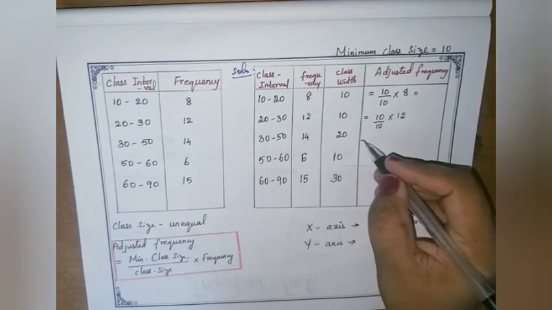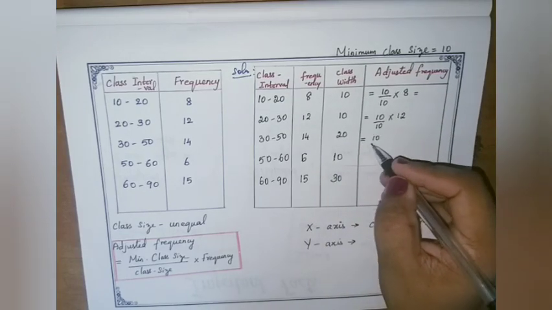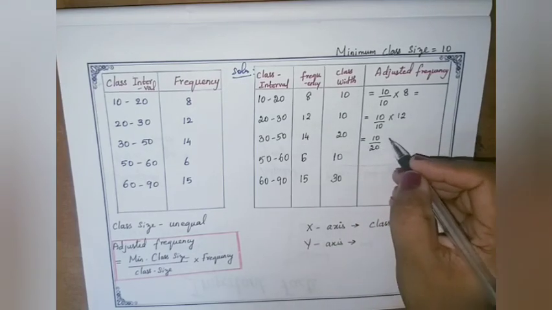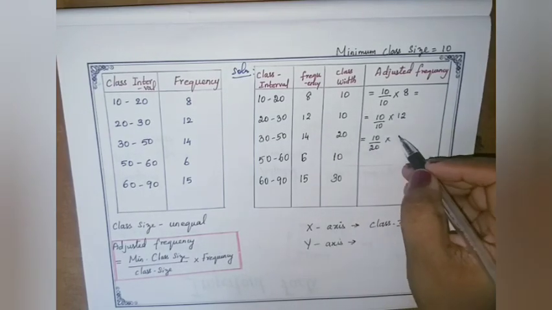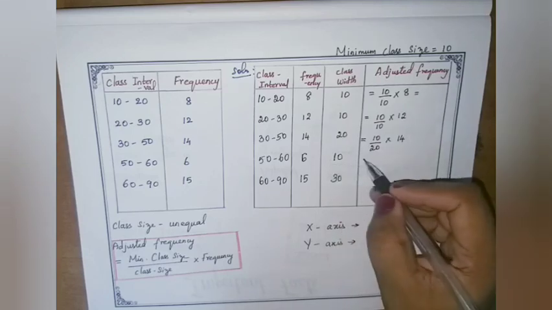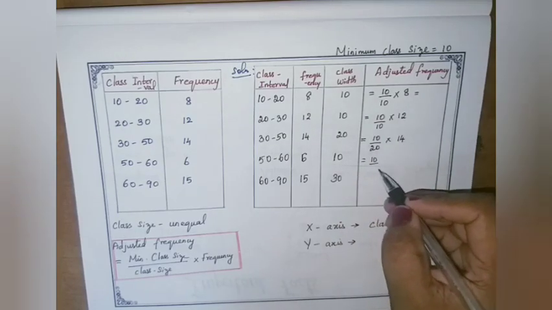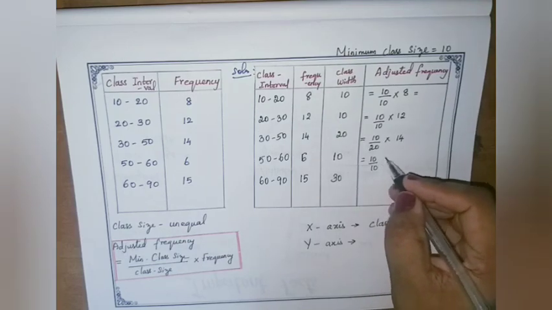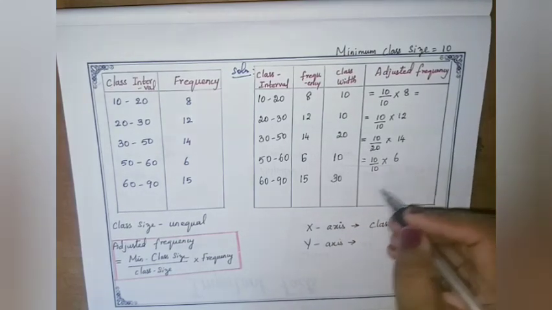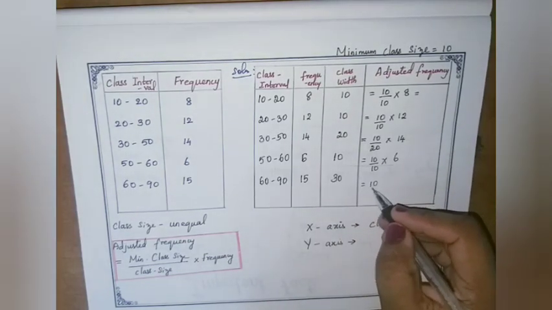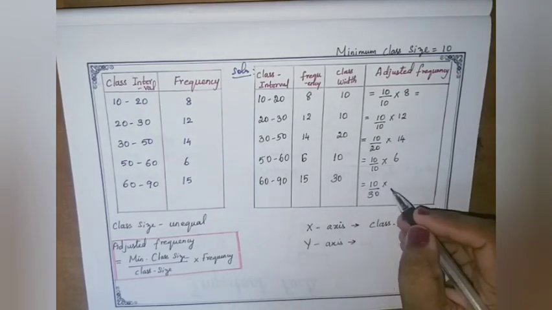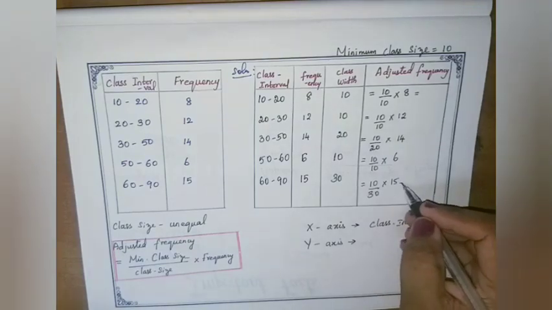And here the minimum class size is 10 and the class size of this class interval is 20 into the frequency of the class is 14, and for this the minimum is 10 and the class size of this class is 10 into the frequency is 6. Here it is 10 divided by 30. 30 is the class size of this class interval, and 15 is the frequency.